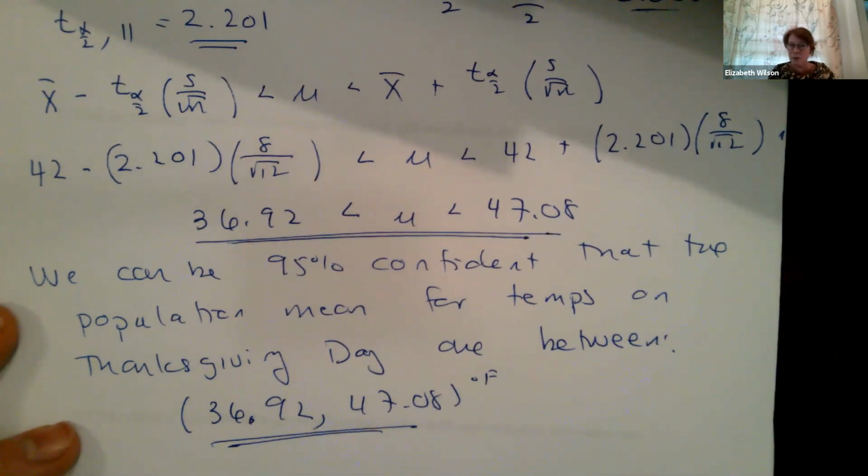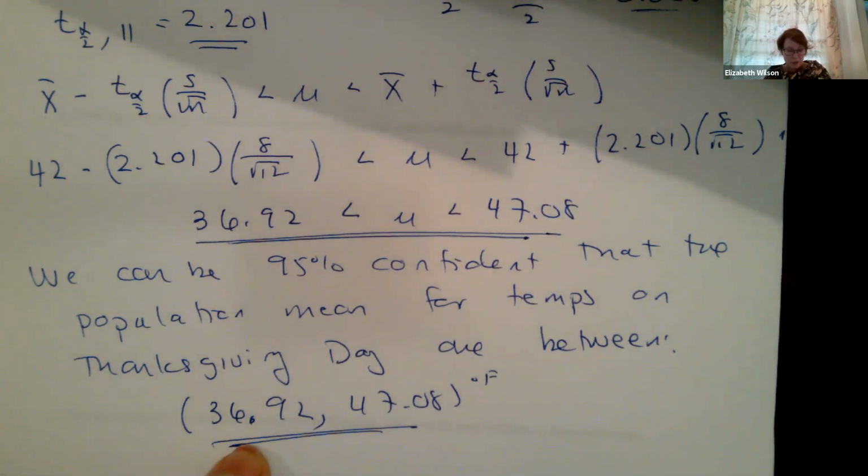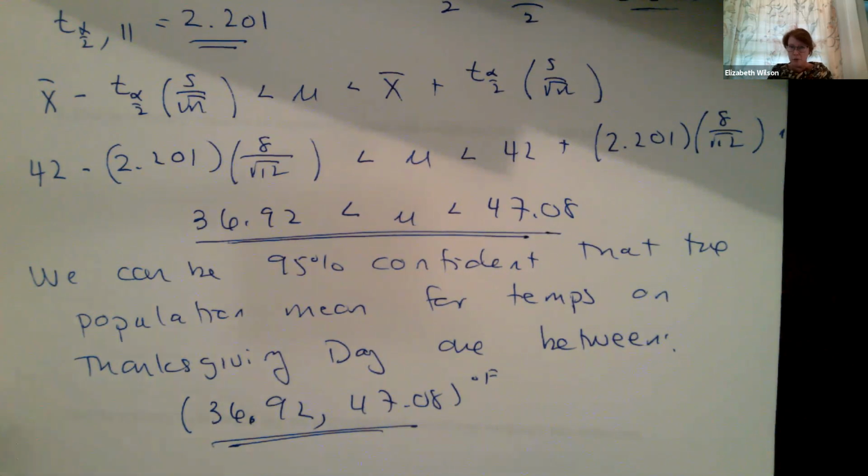Okay, I don't know exactly what the population mean of temperatures are for Thanksgiving Day. I just have a sample of 12 different years, and I've got a sample standard deviation, right? So I can be 95% confident that my population mean for temperatures on Thanksgiving Day in whatever region we're measuring is between 36.9 and 47.08. That's how we read that.